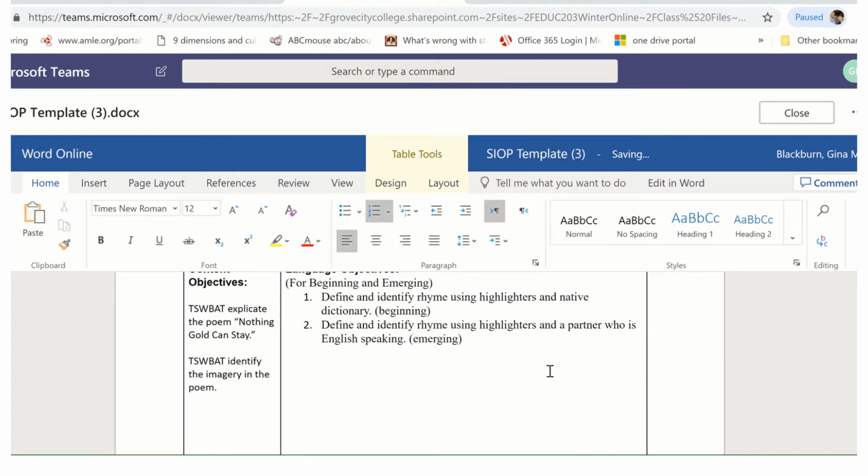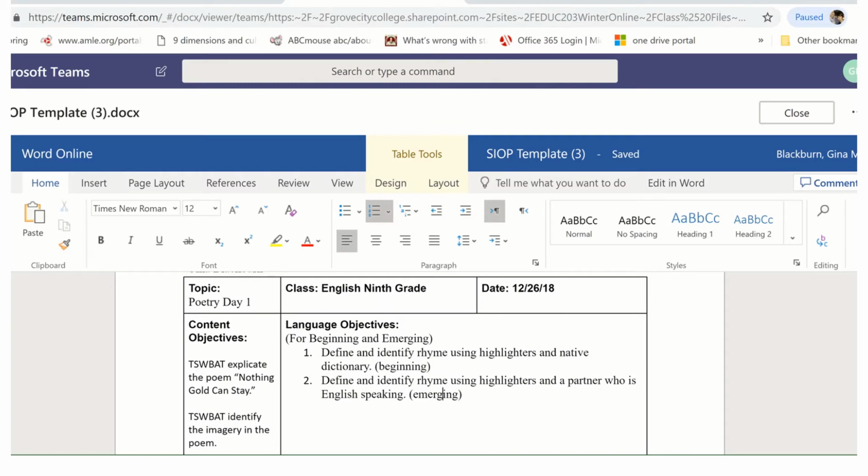To be able to explicate the poem, I think to myself, what do they need to do with language to be able to explicate this poem? For one thing, there's rhyme used in the poem. So I want my English learners to know what rhyme is and be able to identify it in the poem. They would also need to define and identify imagery in the poem as well. So maybe using picture cues and a word bank.